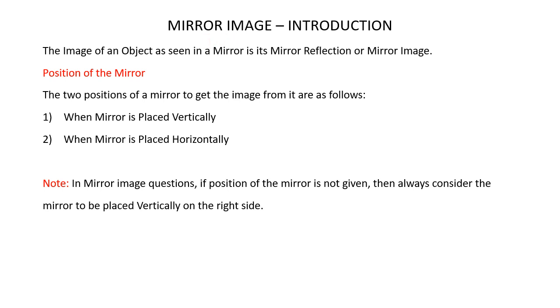Let's understand the concept of mirror image. So what is a mirror image? The image of an object as seen in a mirror is its mirror reflection or mirror image. Now there are two positions of a mirror to get the image from it. The first position is when the mirror is placed vertically. The second position is when the mirror is placed horizontally. Note that in mirror image questions, if the position of the mirror is not given, then always consider the mirror to be placed vertically on the right side.